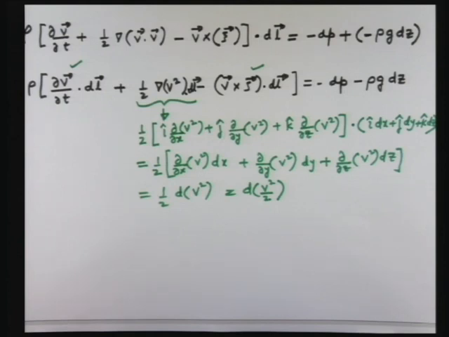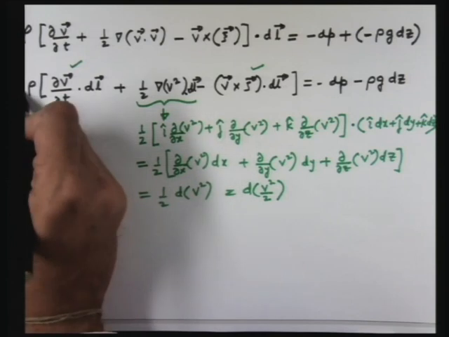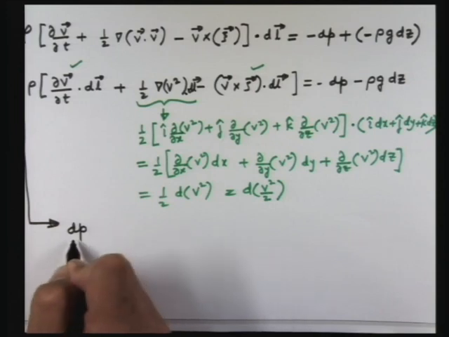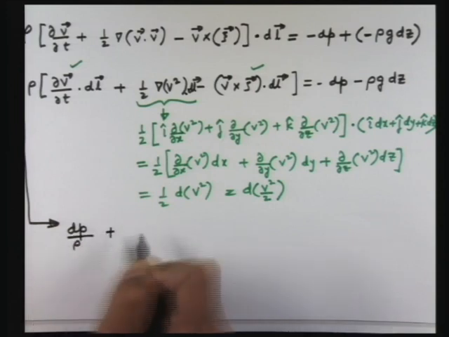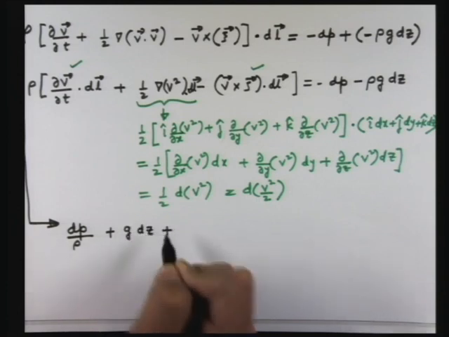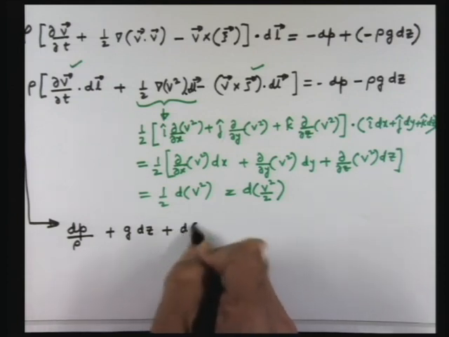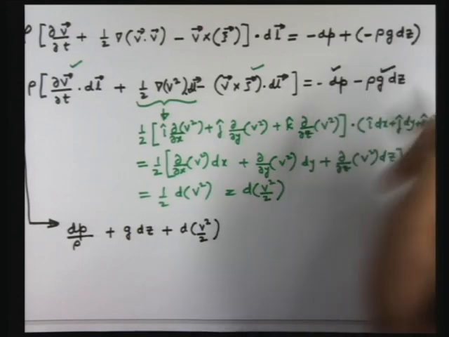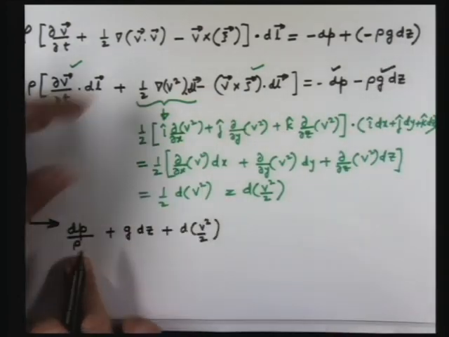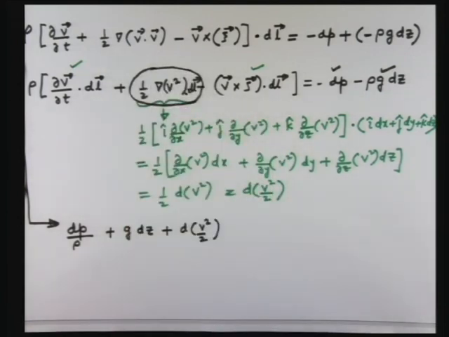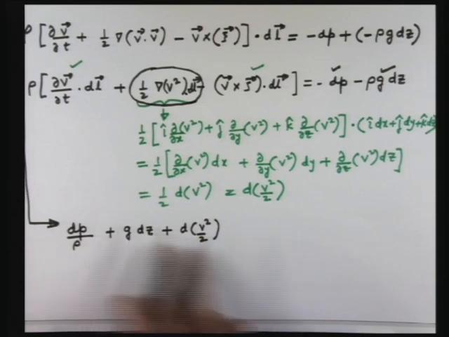So with this understanding, let us rewrite this equation: dp by rho plus g dz plus d of v square by 2. What we are doing is taking these two terms on the left hand side and combining them with this term, which eventually is d of v square by 2. So dp by rho plus g dz plus d of v square by 2.